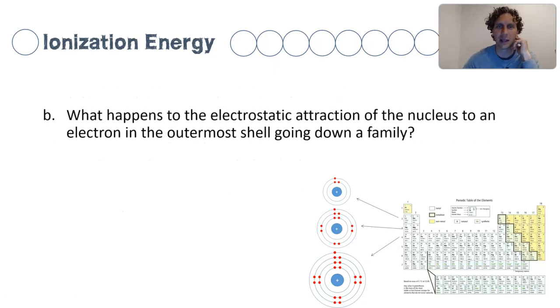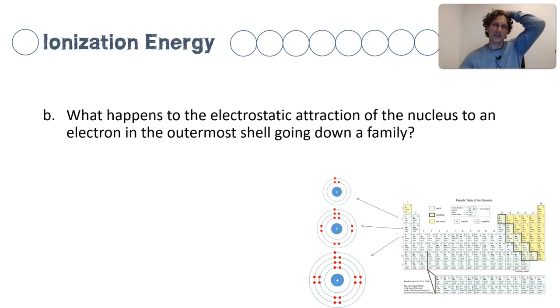B, what happens to the electrostatic attraction of the nucleus to an electron in the outermost shell going down a family? Electrostatic is just this attraction between positive and negative. So what's happening to the attraction of the positive nucleus to the electron in the outermost shell? Think of the attraction between this nucleus and that electron compared to the attraction of this nucleus and that electron, or this nucleus and that electron.